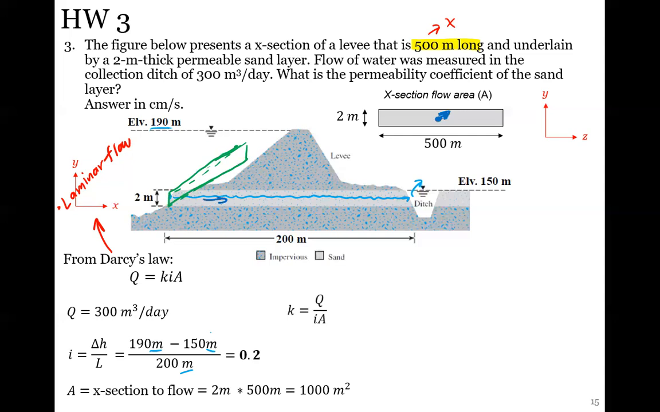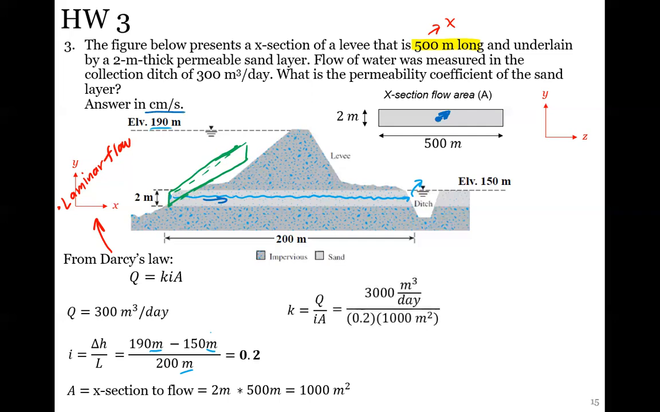So what we need to find is our permeability coefficient. We are asked to find it in centimeters per second. There are different ways you could do this. You can convert everything ahead of time into centimeters and seconds, or you can calculate it and then convert it after the fact. So let's just do it this way first.